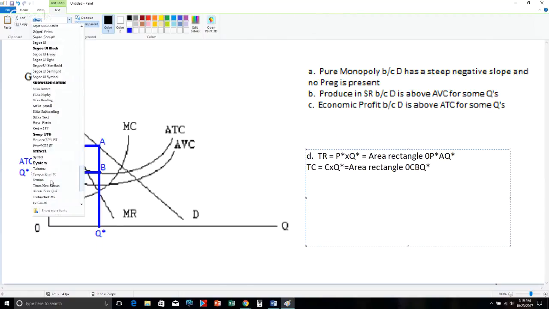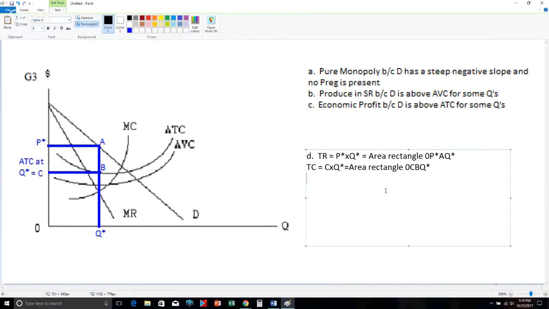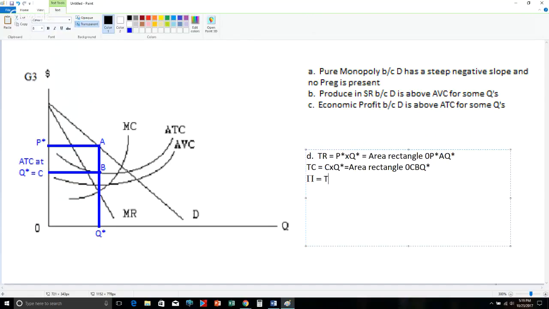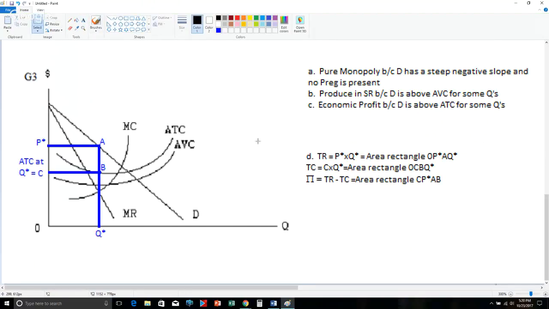And we're going to use symbol. Yep, got to use symbol here because that's where those pi's are found. Pi equals, and we're going to go back to Calibri, TR minus TC. Lower left-hand corner is letter C, and we go clockwise up here. Area, rectangle C, P star, A, pardon me, AB. All righty. So that's the answer to section D, and now we've got all the short run stuff done.